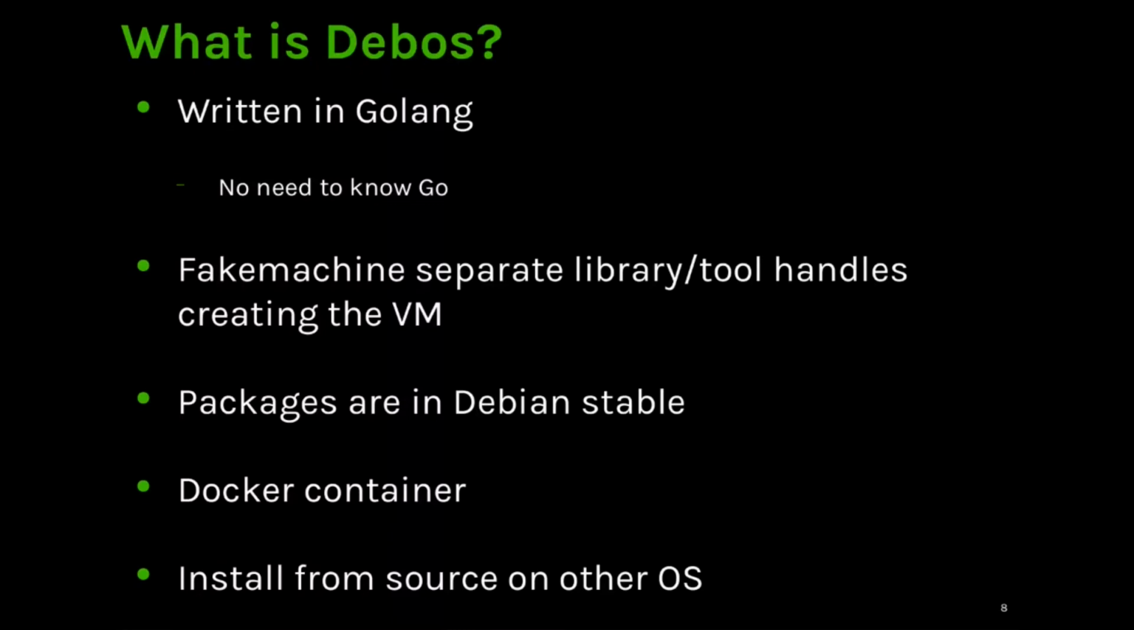So the packages are in Debian stable, so you can run it on Debian stable. You can also run it on Debian unstable, of course. We've also got a Docker container, which should let you run it anywhere. And that Docker container, as we'll come on to later, just needs a few extra parameters.